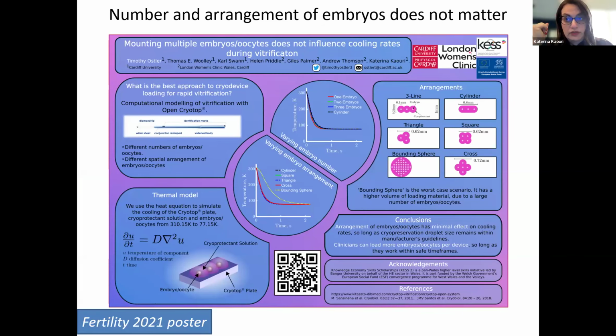Again, this was a poster to a biological conference. As Thomas said earlier, go to where biologists are and talk to them as well, not just do maths. And the important conclusion here is that mounting multiple embryos does not influence cooling rates during vitrification. Why is that important? I mean, it's a nice poster. I like the colors, that's why I put it.